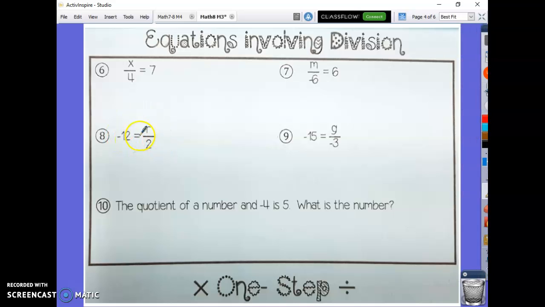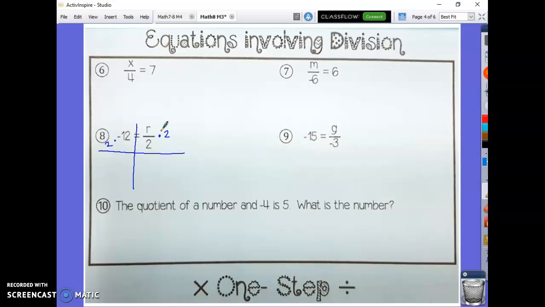Okay, so -12 is equal to r over 2. Well, r and 2, we have that in fraction form. So remember, whenever you see a fraction, it means division. The opposite of division is multiplication, so we're going to multiply both sides by 2. Multiply that side by 2, multiply that side by 2.